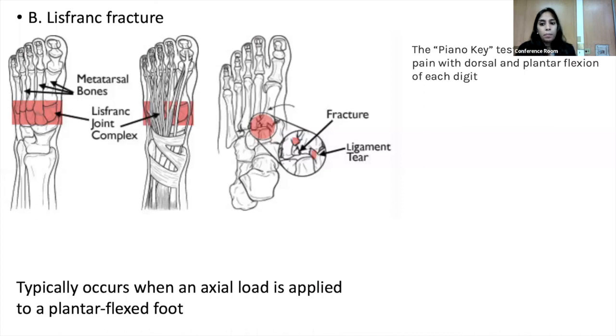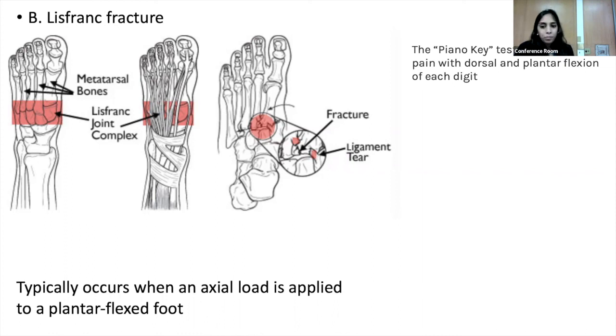Basically this Lisfranc ligament secures the second metatarsal to the medial cuneiform and anchors that entire complex. For this type of fracture, the classic mechanism is when an axial load is applied to a plantar flexed foot. A high-energy mechanism is like an MVC where a foot is on a brake and then the foot is basically bent in the middle.